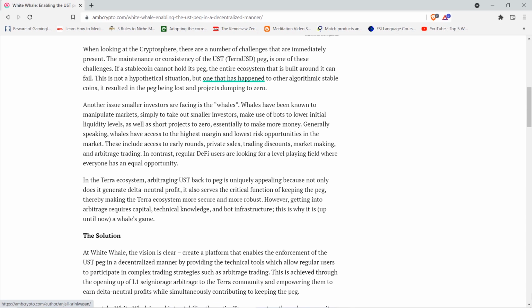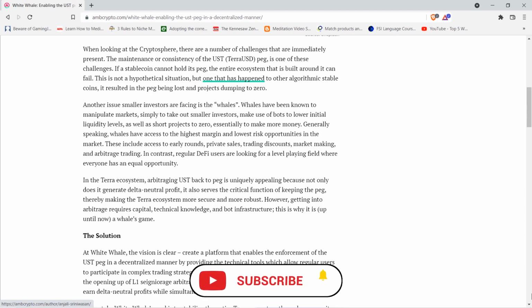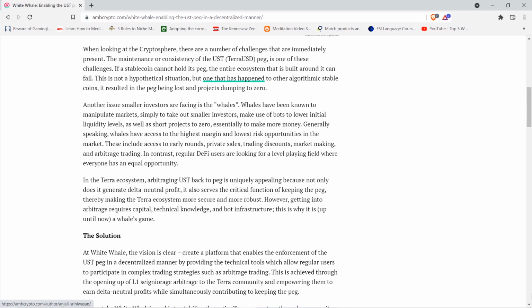So I think that if White Whale can pull this off effectively and make it work in a way that regular people can understand it, it's going to be absolutely massive for Terra and for White Whale, and then definitely is something to keep an eye out for as the news develops. I don't know where they are exactly in their roadmap for this, but definitely something to keep an eye on and to get involved in. If it happens, when it happens, you want to be a part of this.